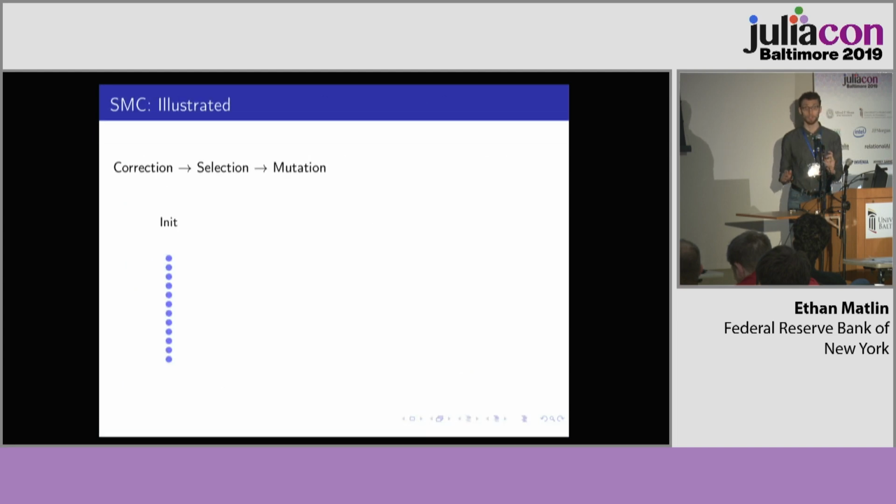Okay, so I've shown you the two building blocks. The first one is Metropolis Hastings, and the second one is importance sampling. How do we combine them together into SMC, sequential Monte Carlo? There are three steps: correction, selection, mutation. Correction is basically the importance sampling stage, so we reweight the particles based on their weights.